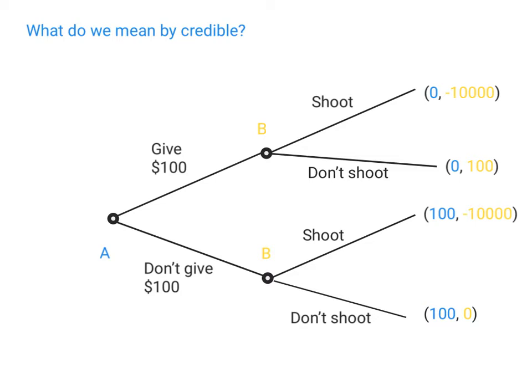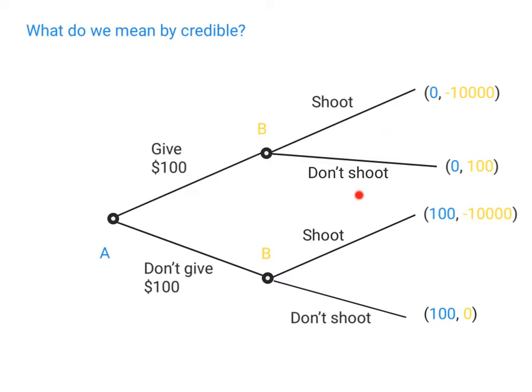And let's assume that if A gives B the $100 and B does shoot themselves, A doesn't take the $100 back off the dead body. So what are the payoffs here? Well, if A gives the $100 and B shoots themselves, A gets nothing and B gets minus $10,000.